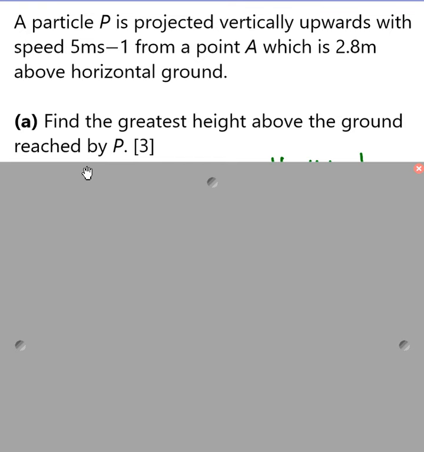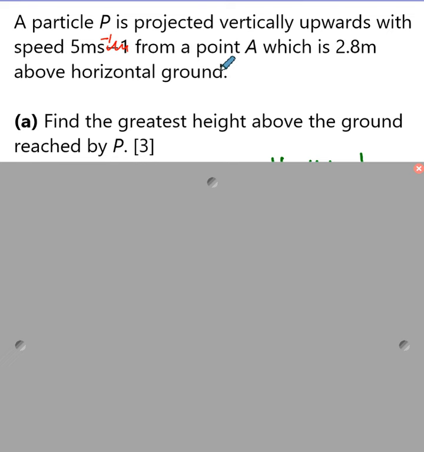So let's see the question. A particle P is projected vertically upwards with the speed 5 meters per second. Sorry, it is power -1, mistake. From a point A, which is 2.8 meters above horizontal ground. Find the greatest height above the ground reached by P.